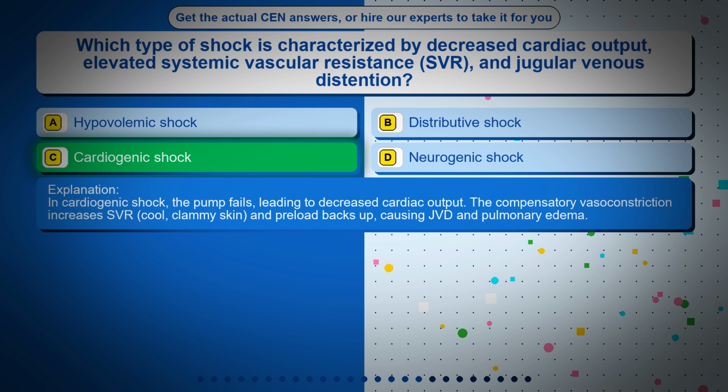In cardiogenic shock, the pump fails, leading to decreased cardiac output. The compensatory vasoconstriction increases SVR, causing cool, clammy skin, and preload backs up, causing JVD and pulmonary edema.